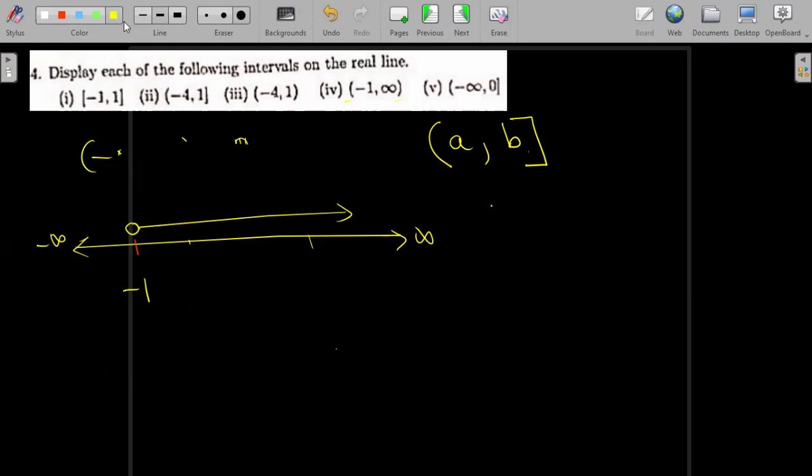And do the same for the next one. They're telling you 0 to infinity. So if our 0 is here, infinity is the other side. It is closed at 0, so we close at 0, then go all the way like that. So this is how you get through this question 4.